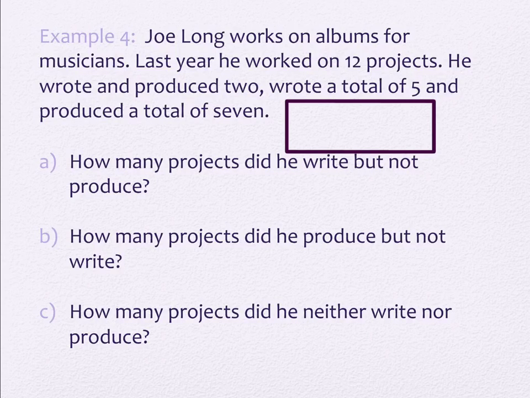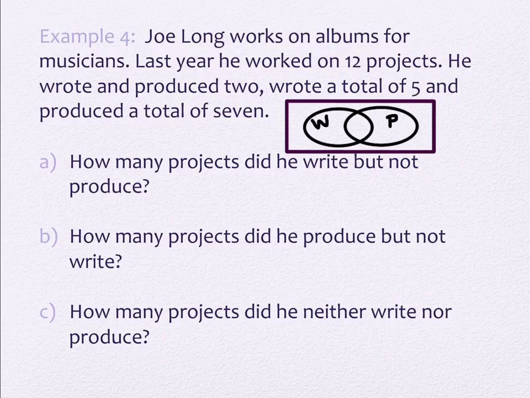How many circles does our Venn diagram need on this problem? 2. What are the 2 circles representing? Yeah, the ones he wrote, I'll call that W, and the ones he produced, I'll call that P. It's the only things that we're given information about, 2 different categories here. Now, it says he worked on 12, he wrote and produced 2, he wrote a total of 5, produced a total of 7.